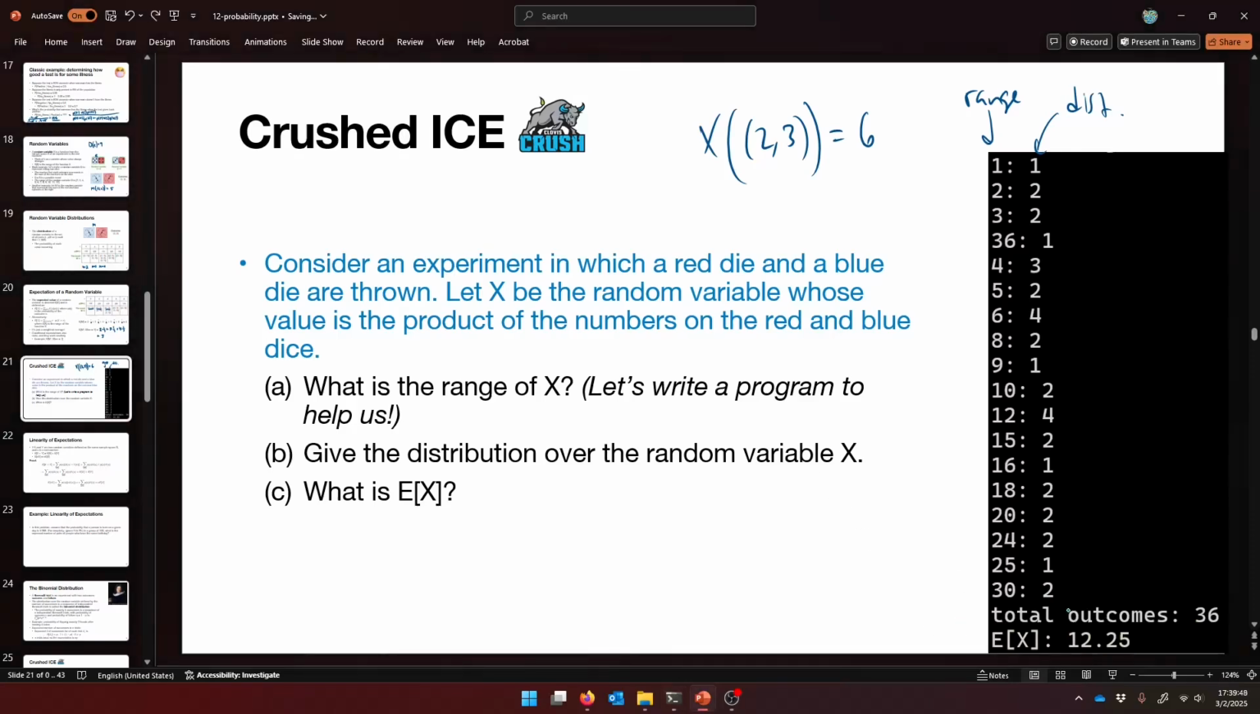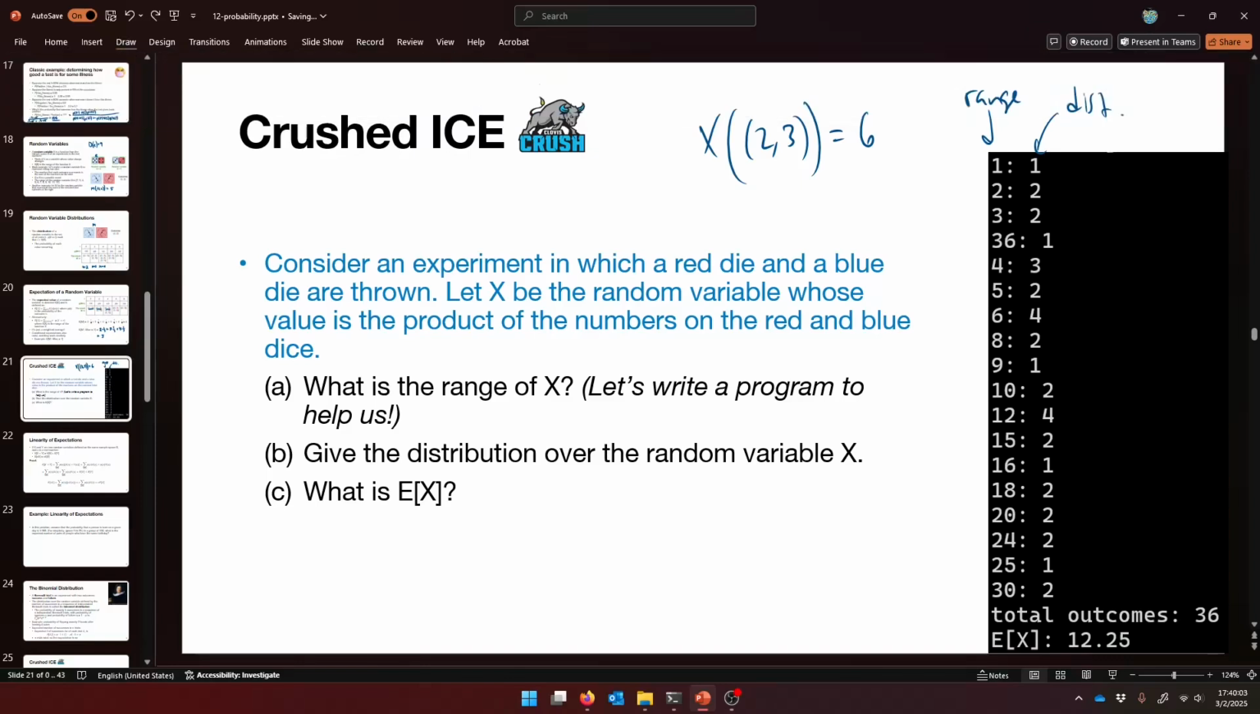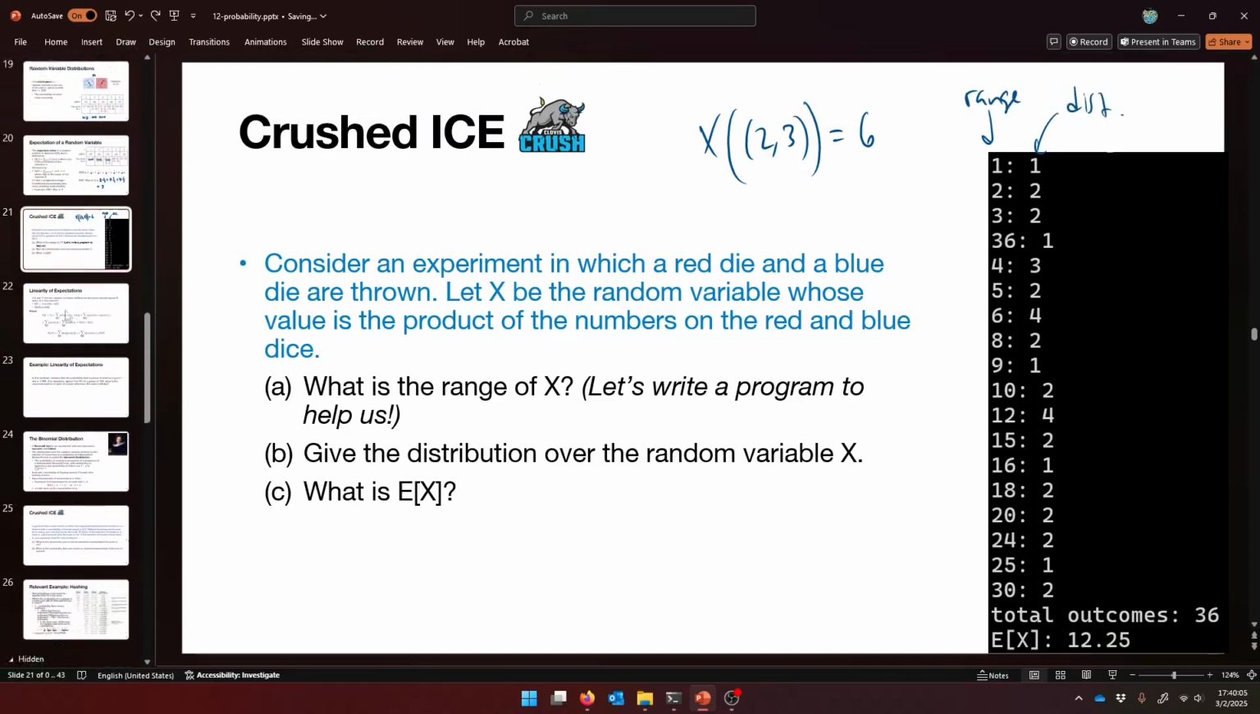So you can expect, on average, to see your random variable that represents the product of the values on 2 dice as you're rolling them. They're fair dice. It's a little over 12. Interesting. I think that's pretty cool. All right, so yeah, programs really help us here. And yeah, let's keep on trucking.